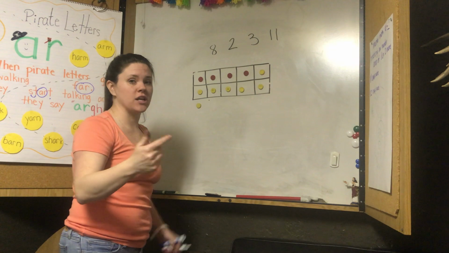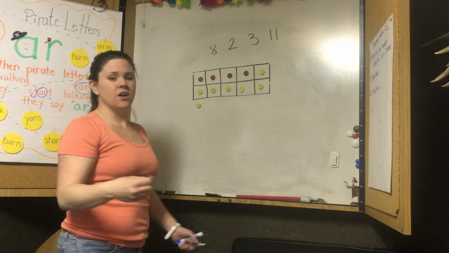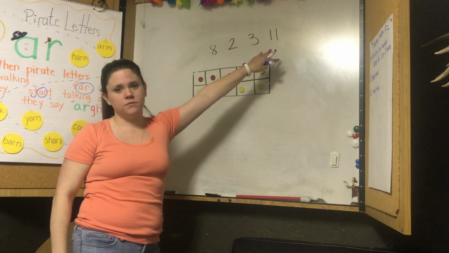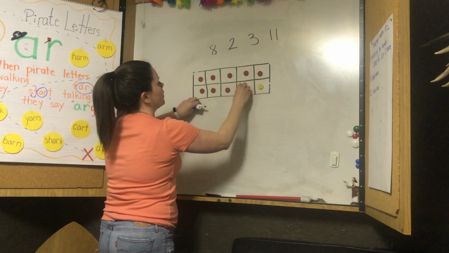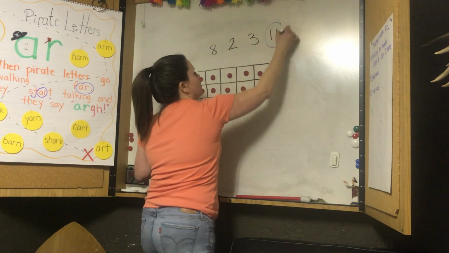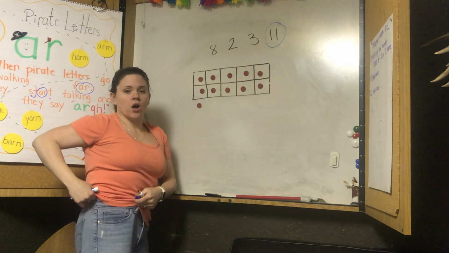Remember, part plus part equals whole, and whole take away my part leaves me with my other part. So that means the whole has to be the biggest number. Which one is the whole? 11. So let's make 11. We can already tell that that's going to be our whole.